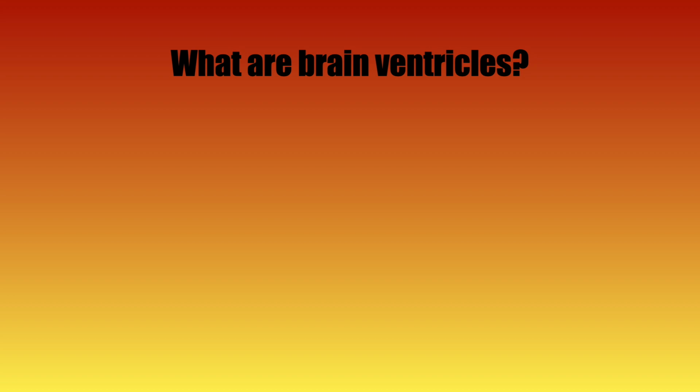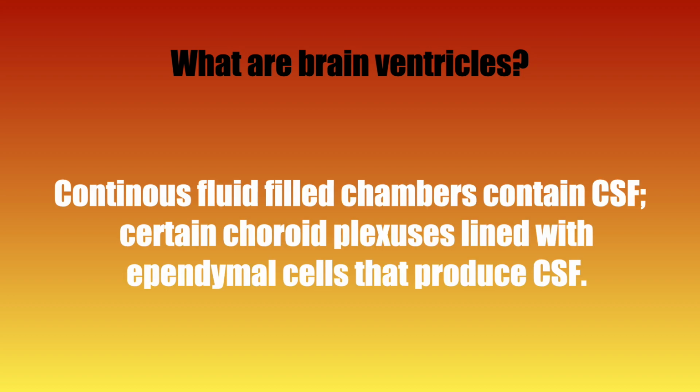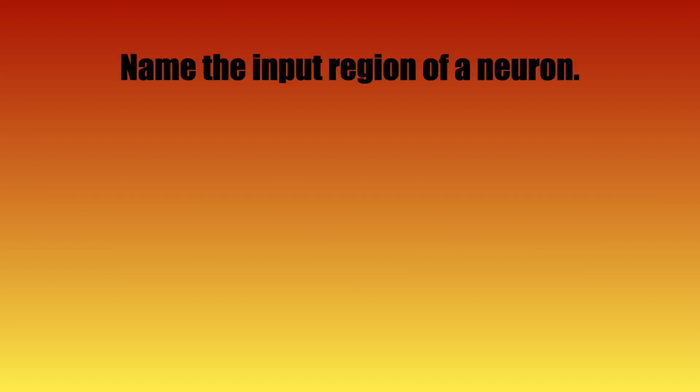What are brain ventricles? The answer is continuous fluid-filled chambers that contain CSF, with choroid plexuses lined with ependymal cells that produce CSF. Name the input region of a neuron. The answer is dendrites.